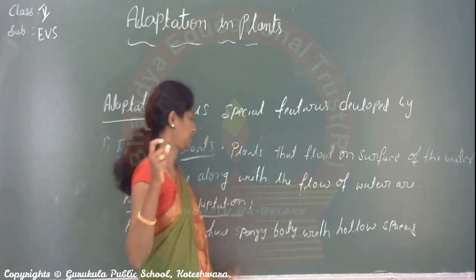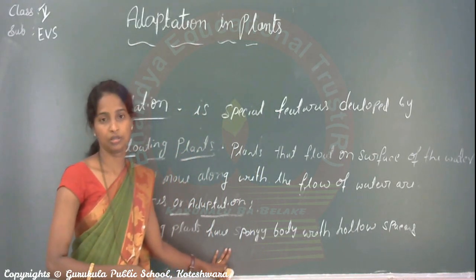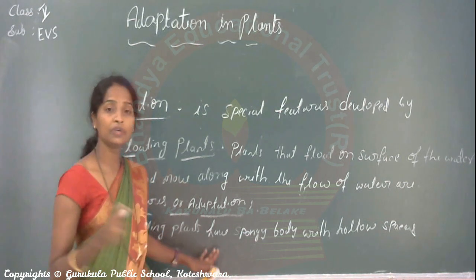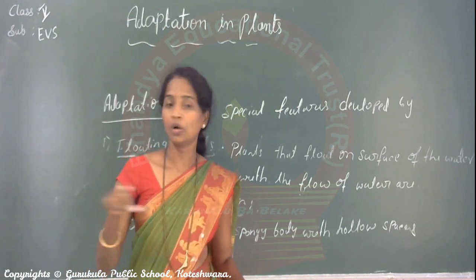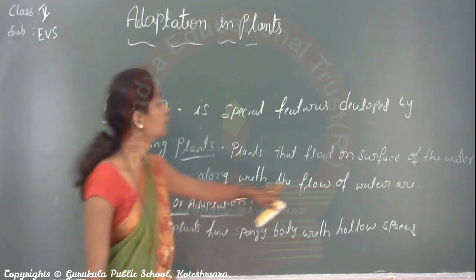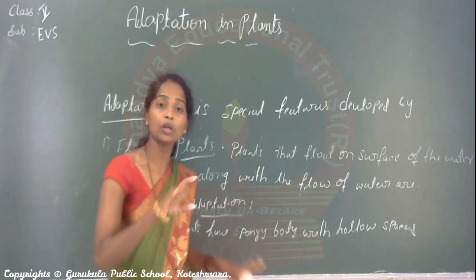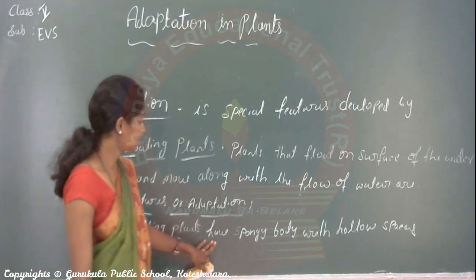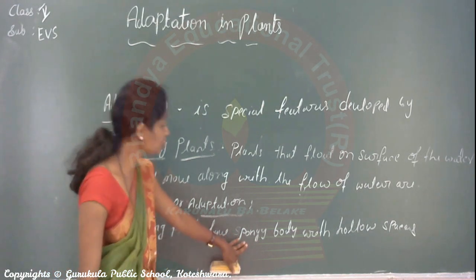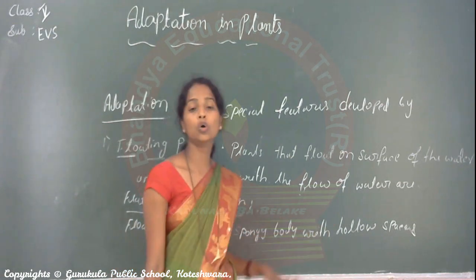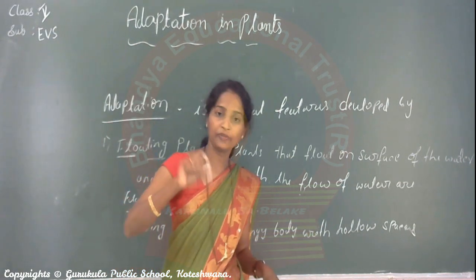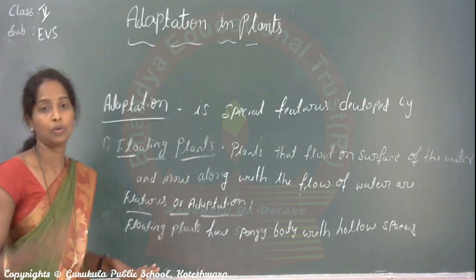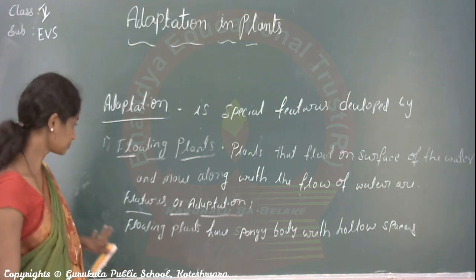It is light and spongy. Why is it light and spongy, children? It is not heavy. If it is heavy, it cannot move with the flow of the water, and it cannot float. Is it? It has a very spongy body and hollow spaces filled with air. So it can move with the flow of the water.